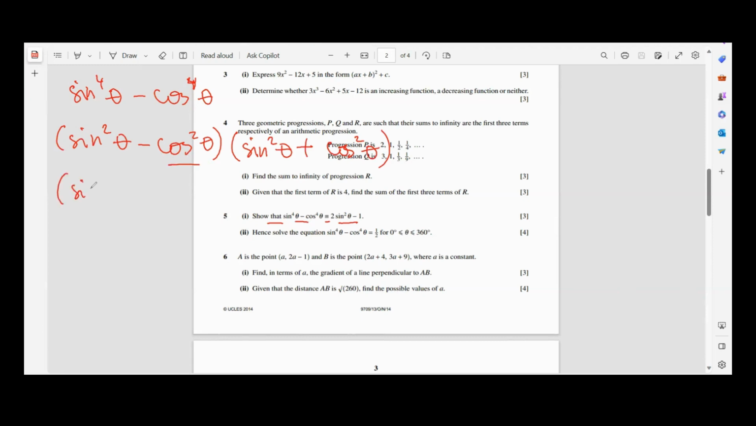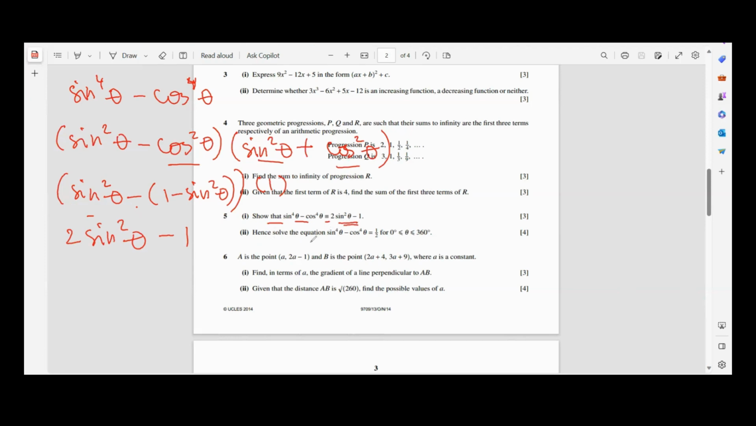So sine square theta minus 1 minus sine square theta. Sine square plus cos square is 1. Then here we have sine square minus sine square, so 2 sine square theta minus 1. So that proves the I.